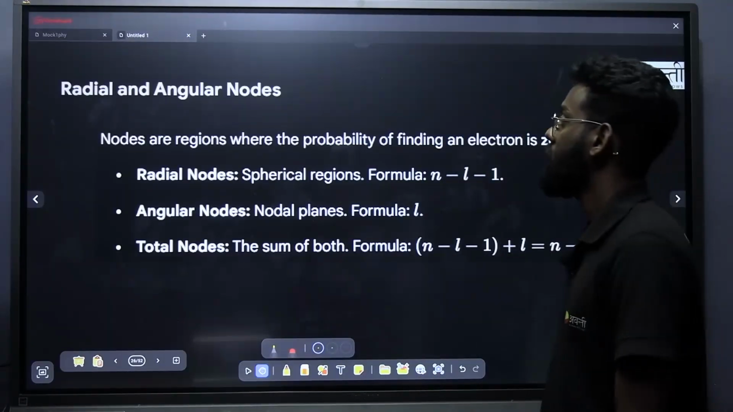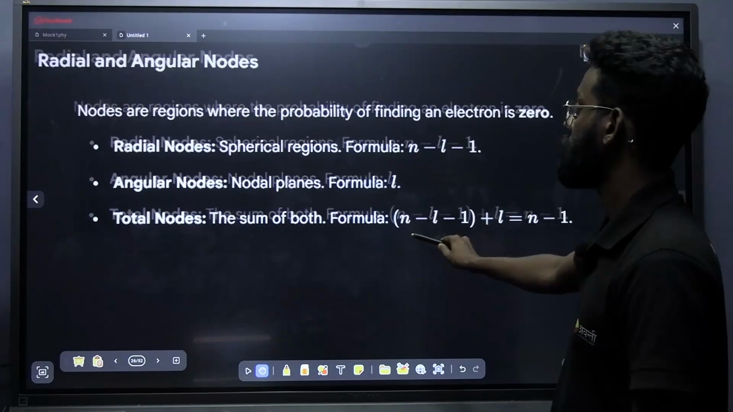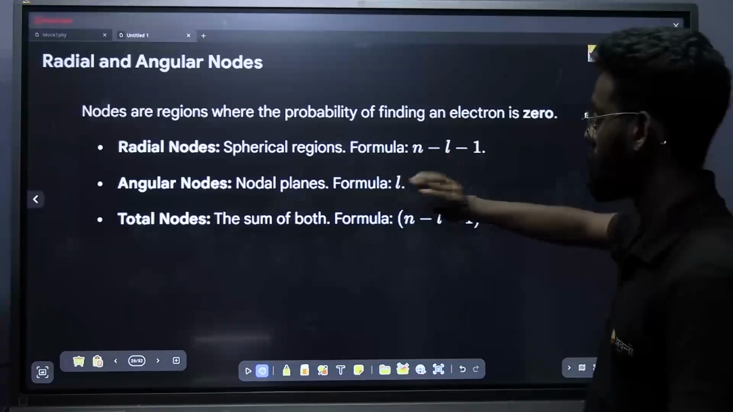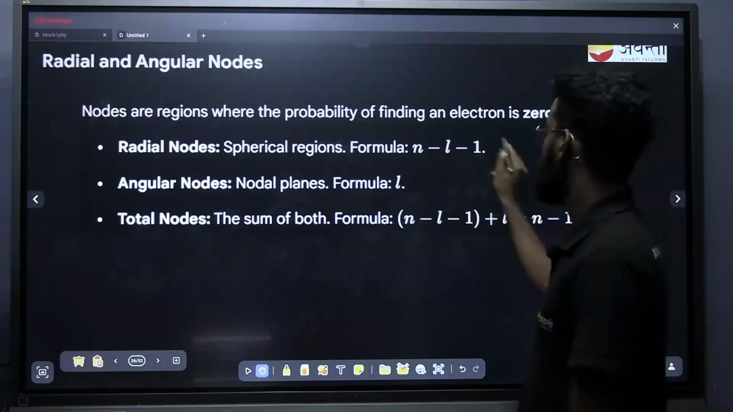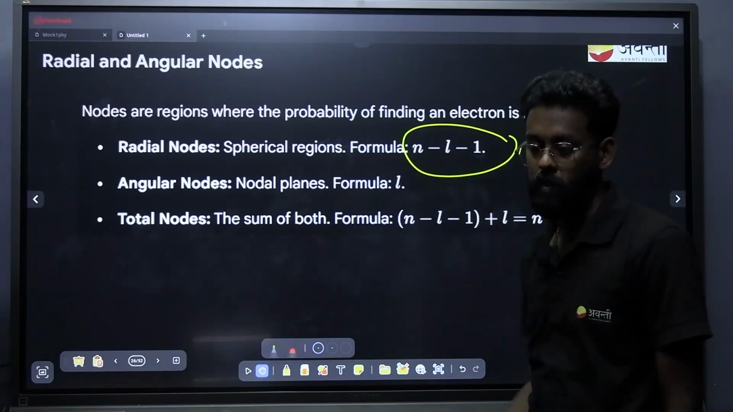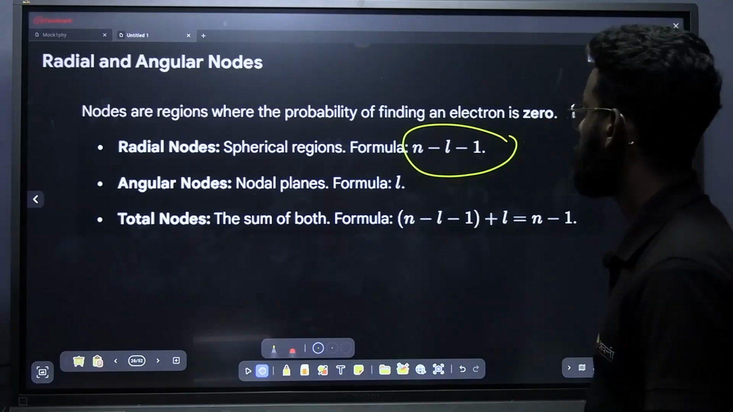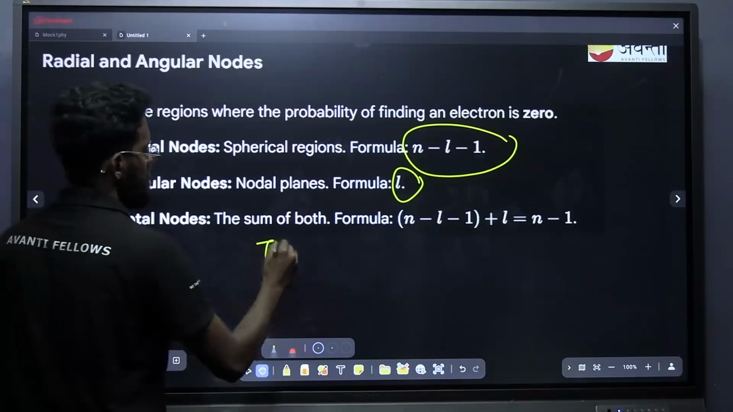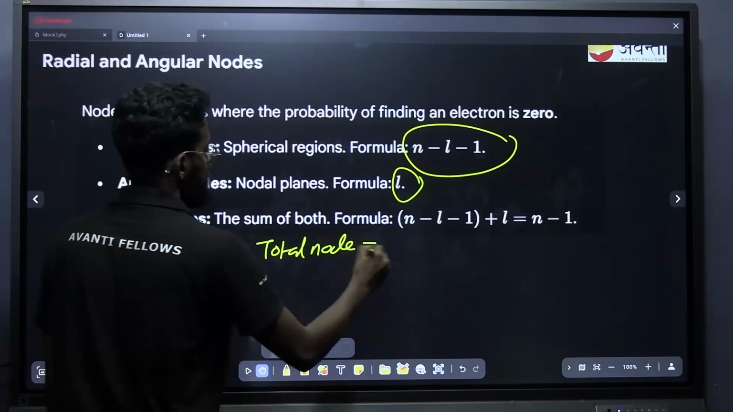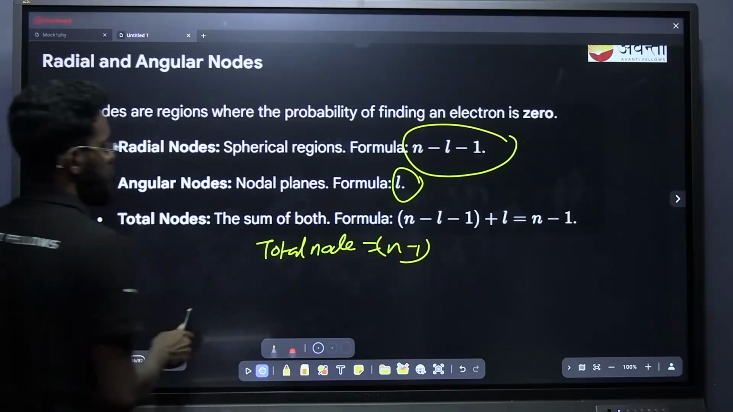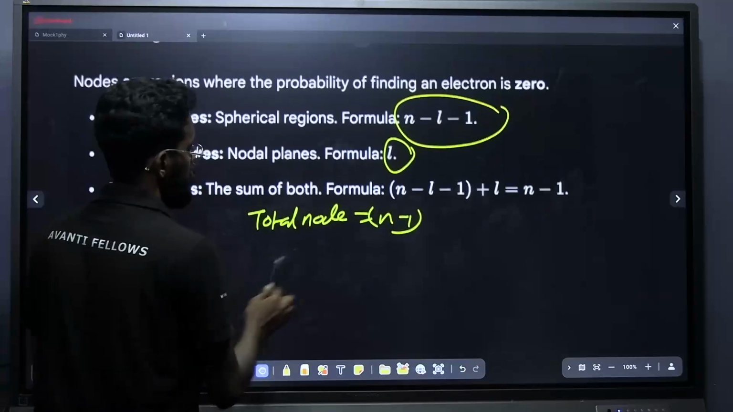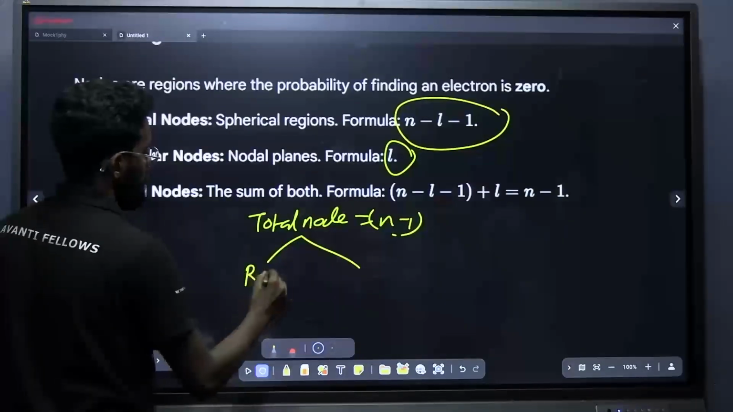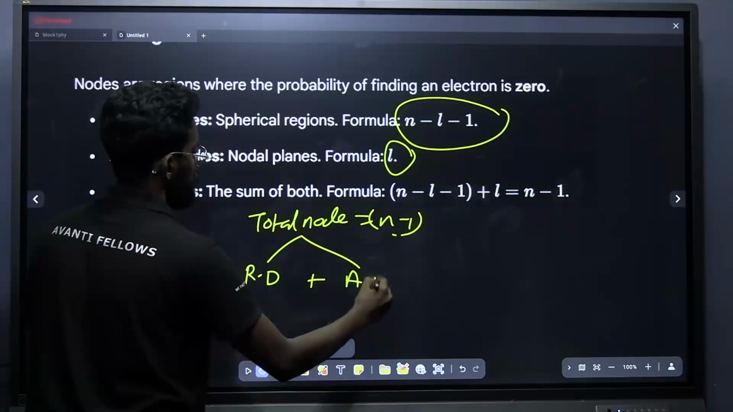Next one is radial node and angular node. Just take a note of these equations. Radial node and angular node are nothing but the space or region in which there is absence of electron. How to calculate the radial node? The equation n minus l minus 1 will tell you the radial node. Angular node is nothing but the value of l itself. And the total node equation is n minus 1. Just note these 3 equations. You can answer many things. Total node is the sum of radial node and angular node.